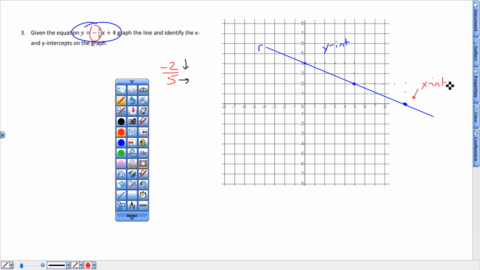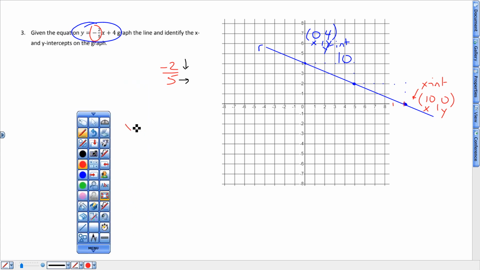Looks like that would be at 9, 10. Looks like that is the point 10, comma 0. Know that for the x-intercept, y is always 0. And this y-intercept up here is 0, 4. Know that for a y-intercept, x is always 0. X is always 0.